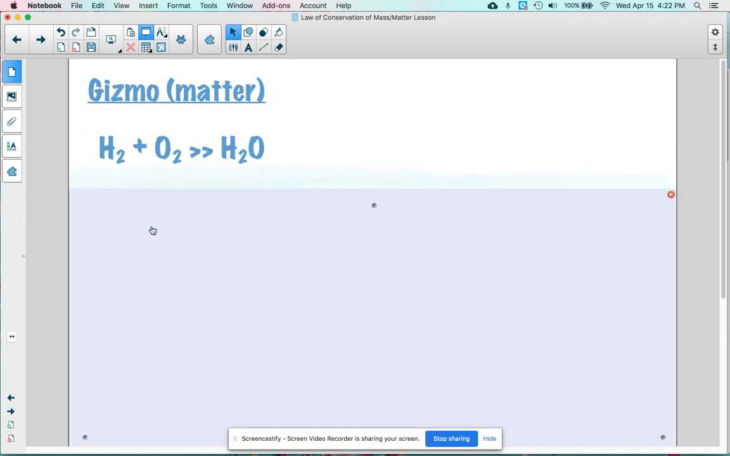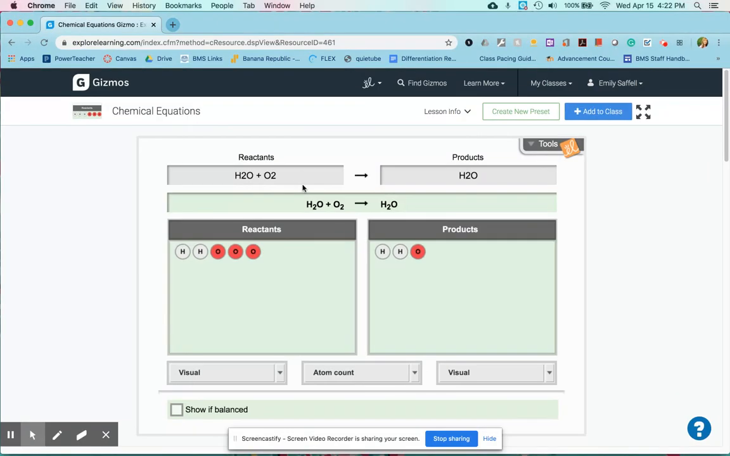Now let's go to your gizmo, and we're going to do one of the examples in your gizmo that you did yesterday, and we're going to focus on the law of conservation of matter. Your gizmo told you to set it up with H2 plus O2 yields H2O. One of the questions it asks is how many reactants and products there are. So I see 2 hydrogen atoms as reactants, and I see 2 hydrogen atoms as products. I see 3 oxygen atoms as reactants and 1 oxygen atom as a product.